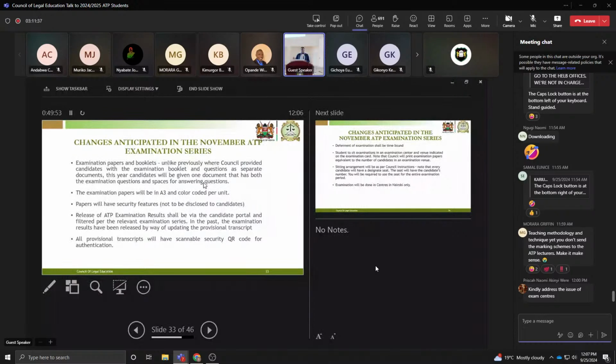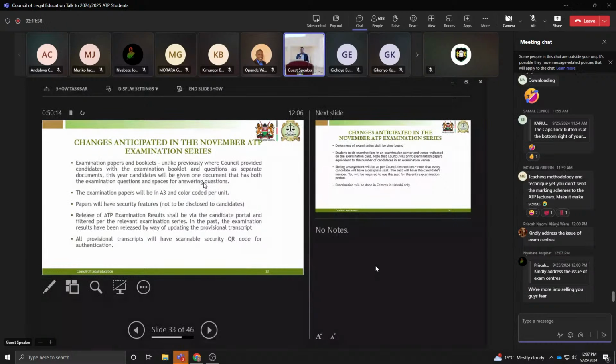Previously, and that is the problem we had during Occupy, when we released the results, they used to update the previous transcript, especially for those who did receipts. The first time candidates, we never had problems, but for those who are receipting, how the system was before, if we sat for the November examination and failed, then you receipt in April. When we released the result, it would update the same transcript, so that if you failed again in April, it would show the same fail you got in November.